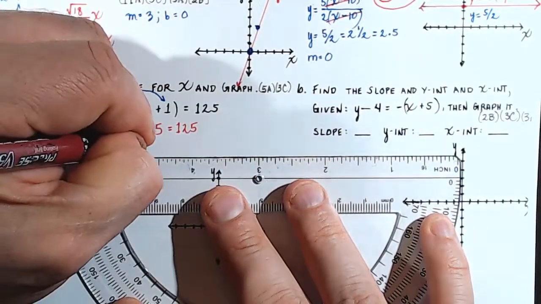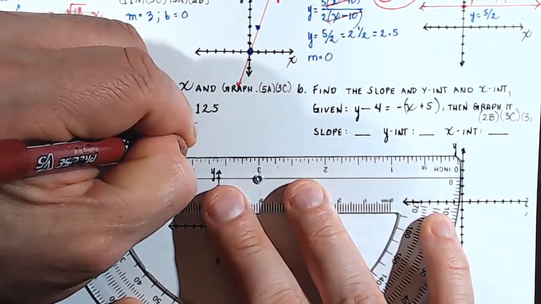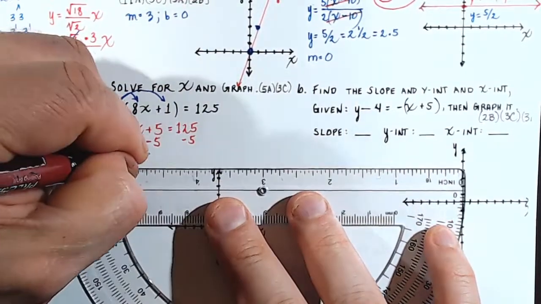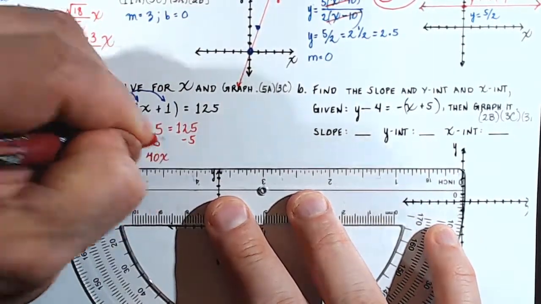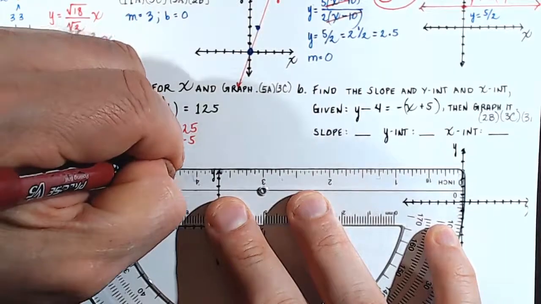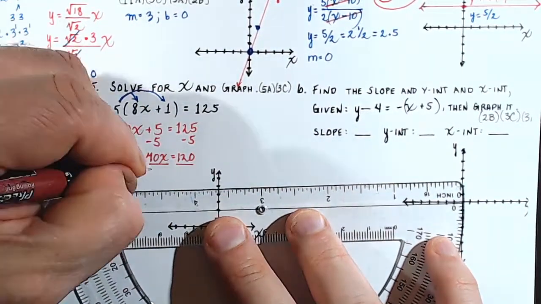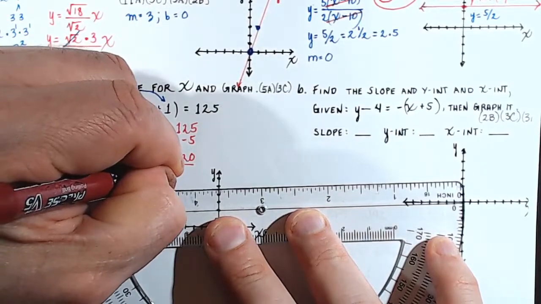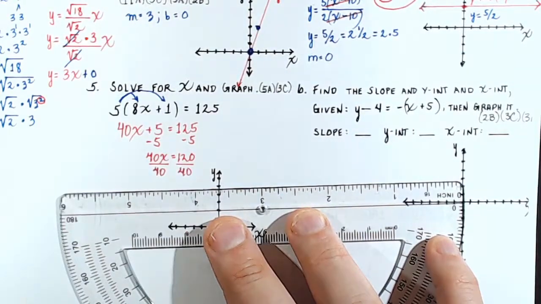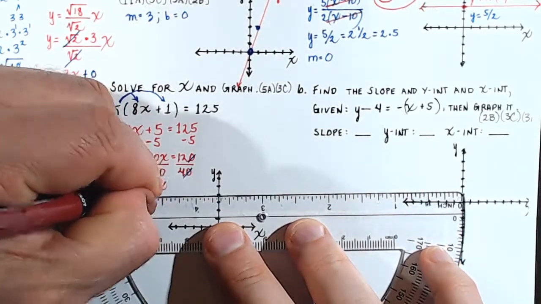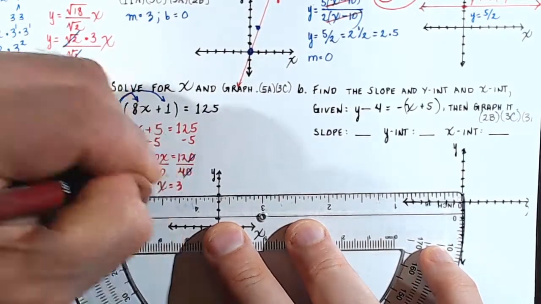Now to get x by itself, I subtract 5 from both sides. And I now have 40x equals 120. To get x by itself, I divide both sides by 40. And I can simplify, cancel those zeros, and I see I have x equals 12 over 4. 12 divided by 4 is 3, so x equals 3.